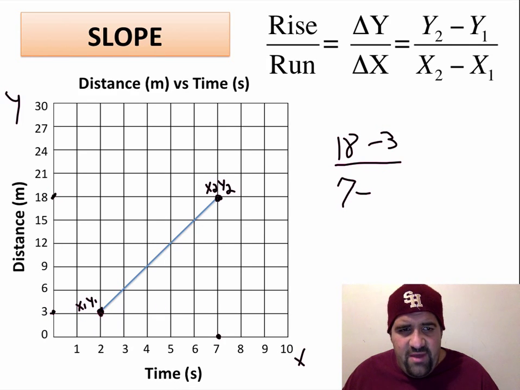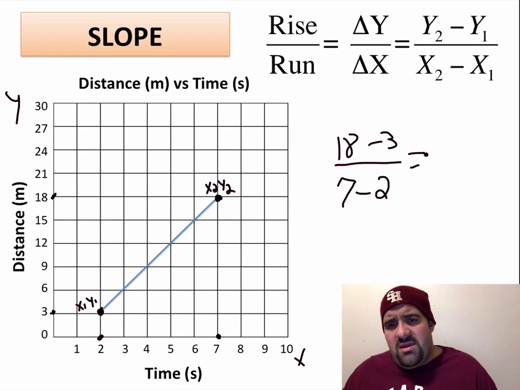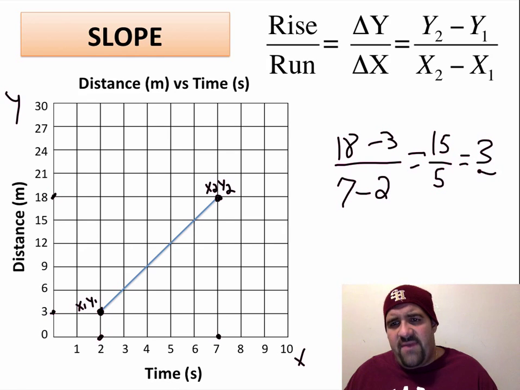This is our x1 value, and it finds itself right at 2 on the graph. 7 minus 2. 18 minus 3 equals 15. 7 minus 2 equals 5. 15 over 5 equals 3. So again, we have a slope of 3.